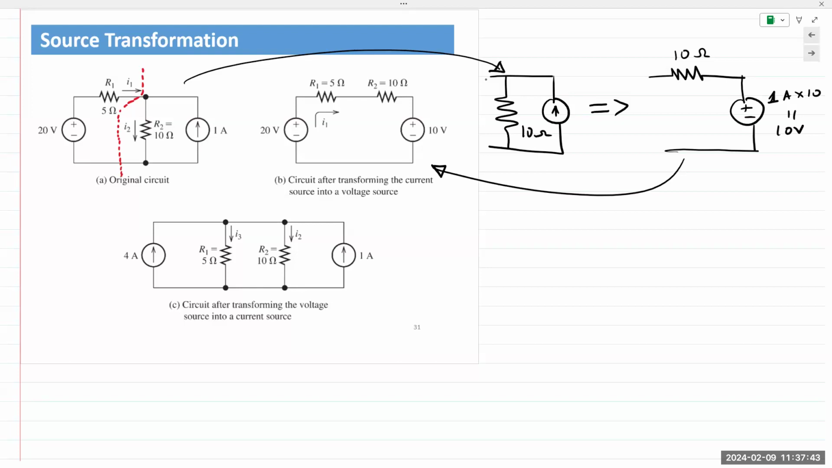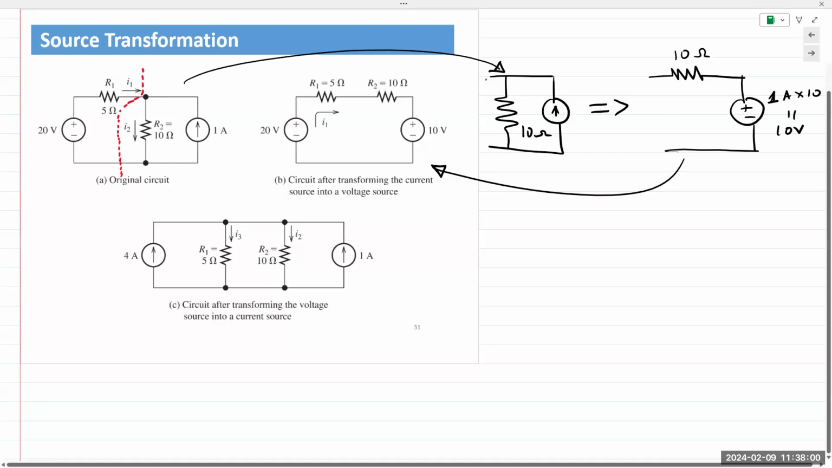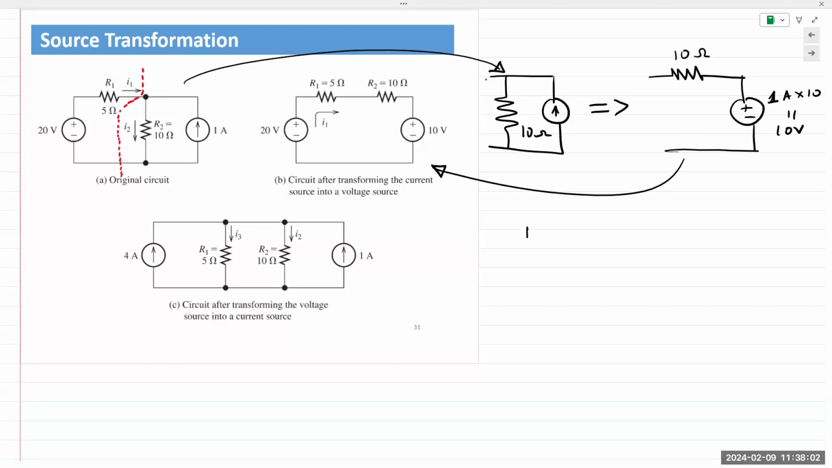But now that we have this circuit, which is circuit B, what do we see? Previously, R1 and R2 were neither in series nor in parallel. What do we see now? They are both in series. My circuit simply becomes like this.